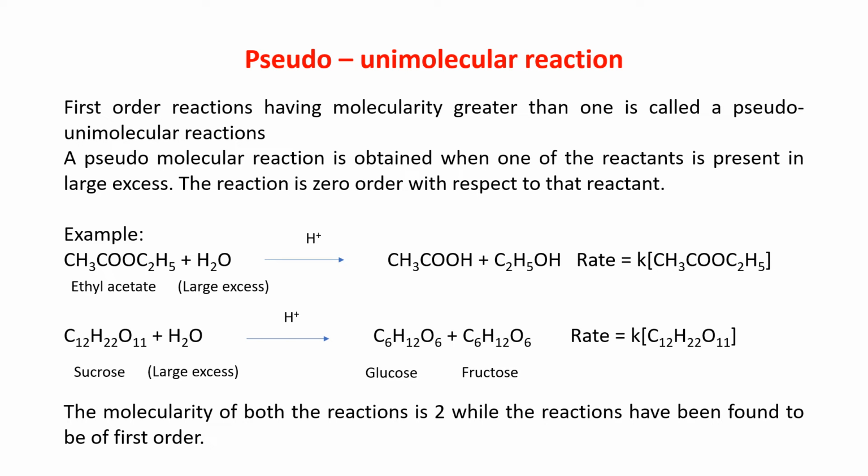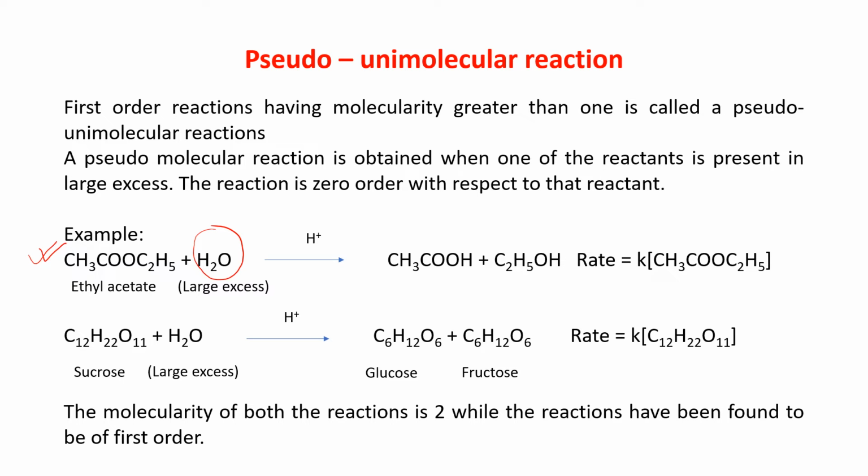The example, CH3COOC2H5 plus H2O. Now H2O is present in large excess, but that is one of the reactants. In an acidic medium, it gives you CH3COOH plus C2H5OH. Now the rate is determined by K with only the concentration of CH3COOC2H5. We will not take H2O. That means it is present, but the concentration of H2O is not taken into consideration.